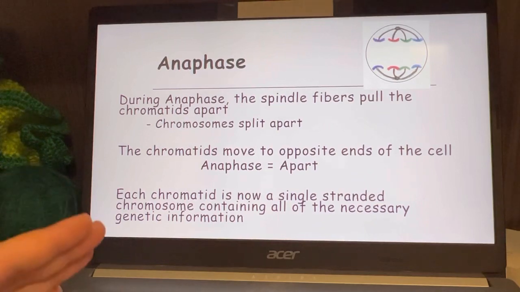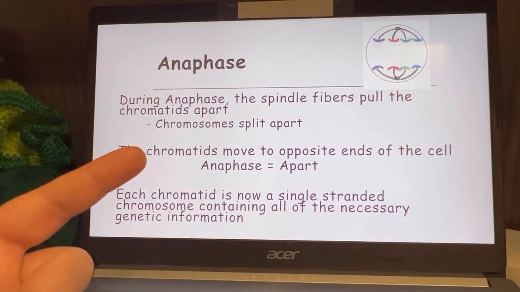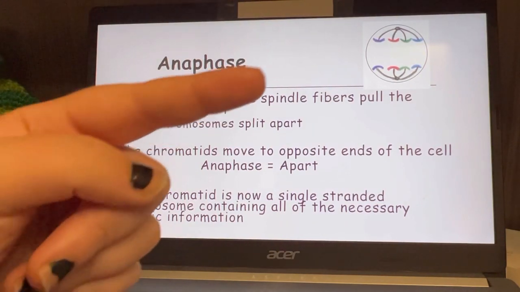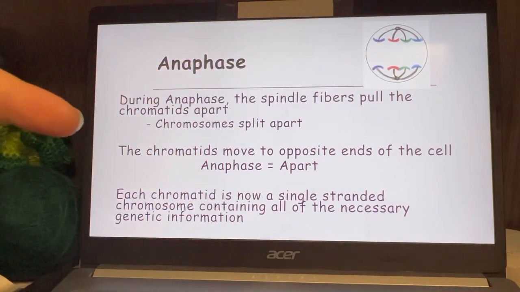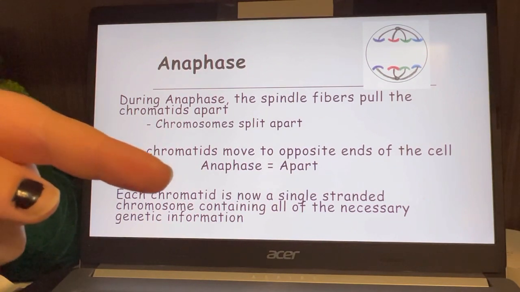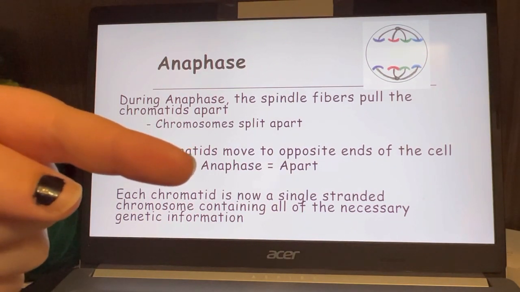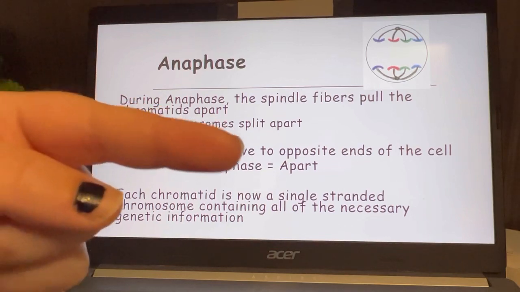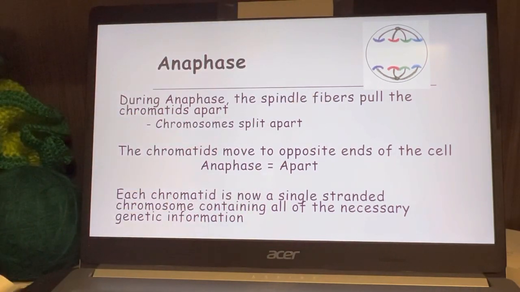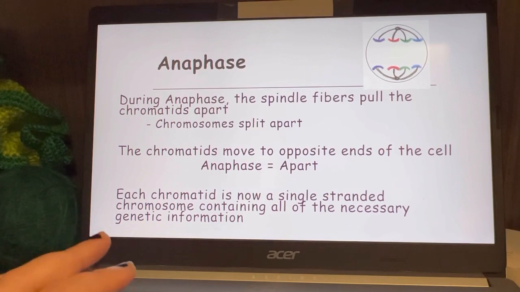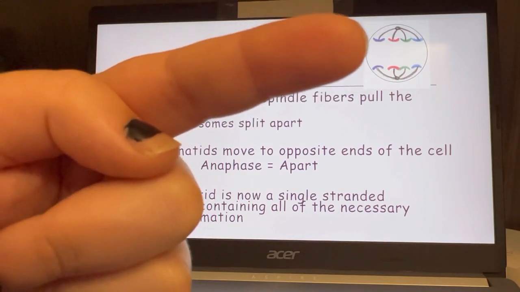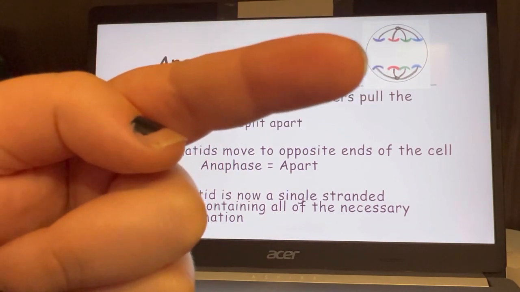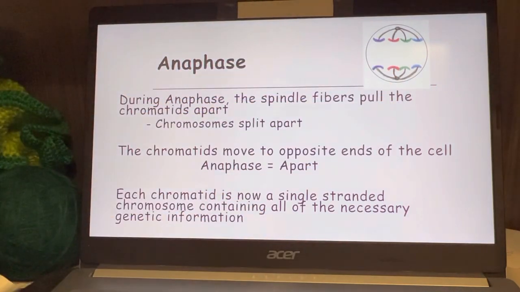Right. Anaphase. During anaphase, the spindle fibers pull the chromatids apart. So now they're chromatid and chromatid. They are no longer chromosomes because they're split. The chromatids move to opposite parts of the cell. Remember, A for anaphase, A for apart. They're split apart. So each chromatid is now a single-stranded chromosome containing all the necessary genetic information. So this purple line here has the same information as this purple line. This red line and this red line, the same. Same goes for the blue and green.